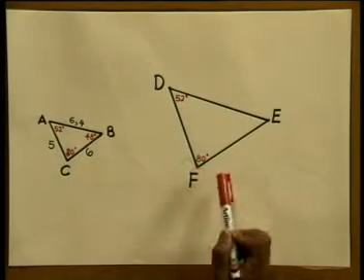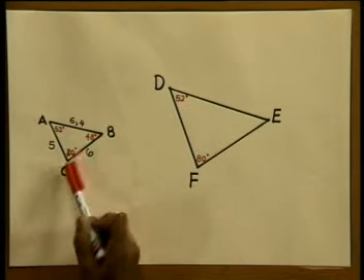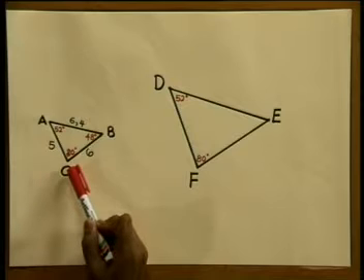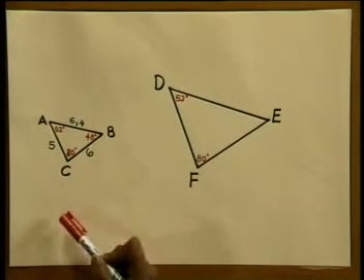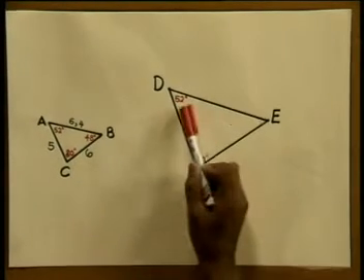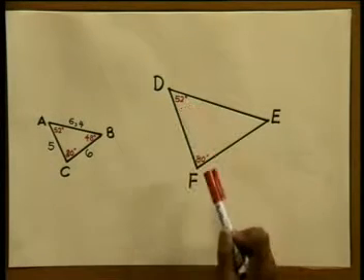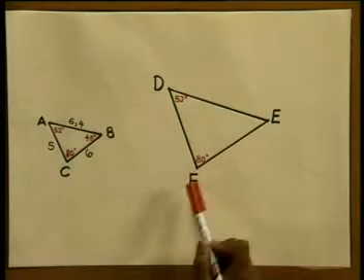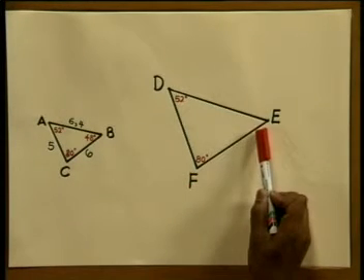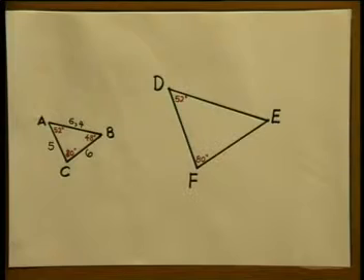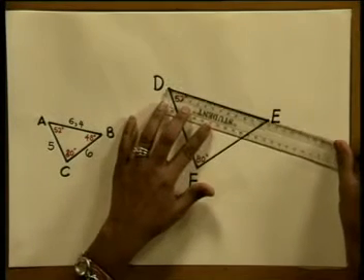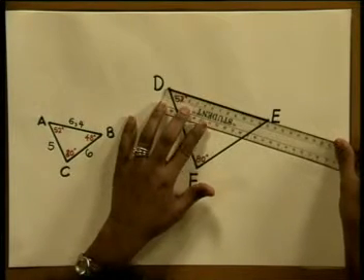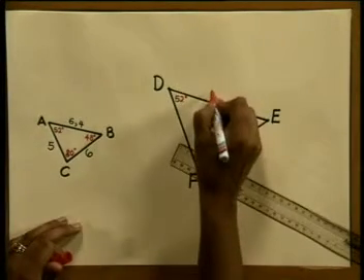Here we have two triangles. In triangle ABC, the angles measure 52 degrees, 48 degrees, and 80 degrees. We also know that in triangle DEF, angle D is 52 degrees and angle F is 80 degrees. Let's measure the sides of triangle DEF as well as angle E. Using our ruler, we can measure the length of the sides. So side DE equals 12,8 centimeters.